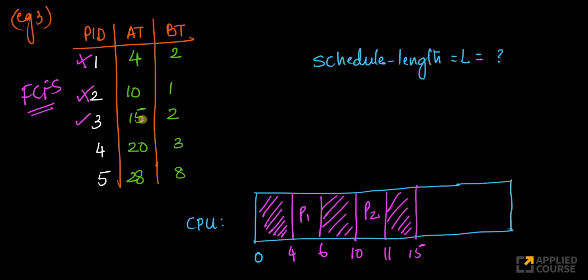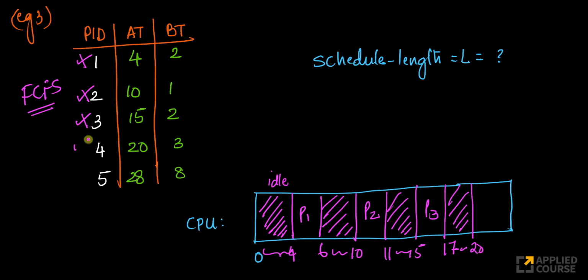At 15, you get process 3. And process 3 requires 2 seconds, which means it will execute up to 17 seconds. So this is completed. At 17 seconds, P4 has not yet arrived, which means between 17 seconds and 20 seconds, the processor or the CPU is again empty. It's sitting idle. So all these dash times are idle times.